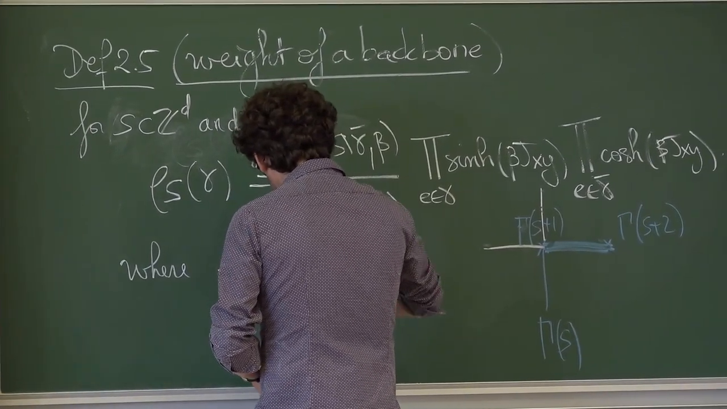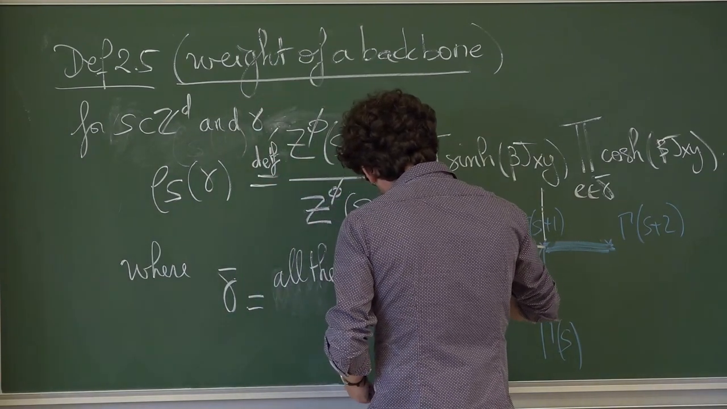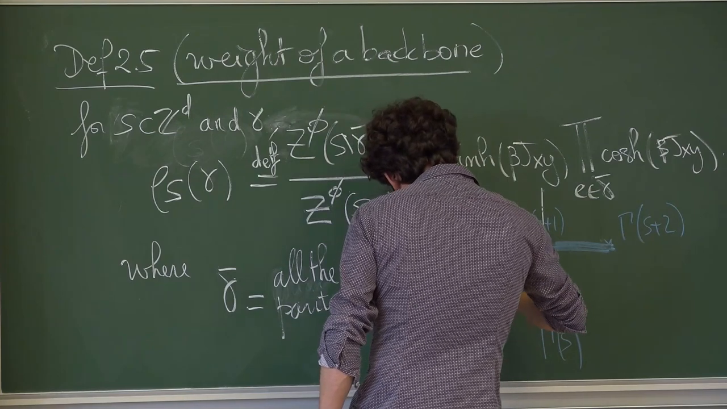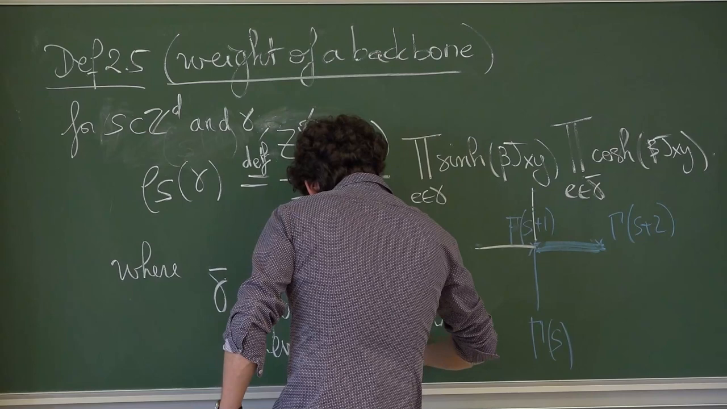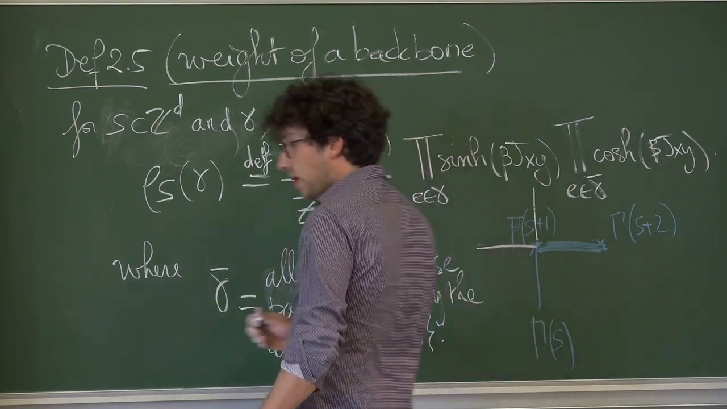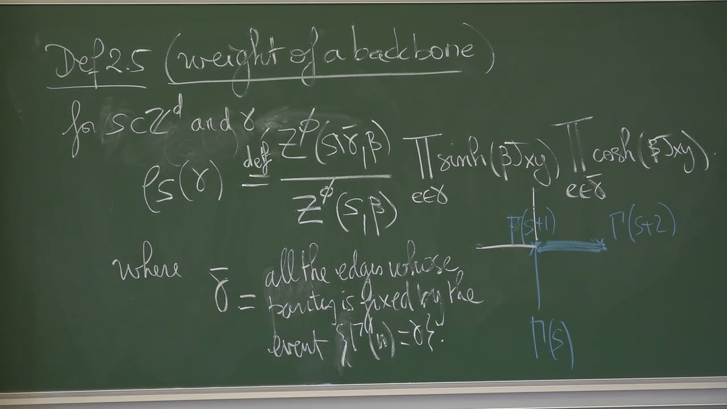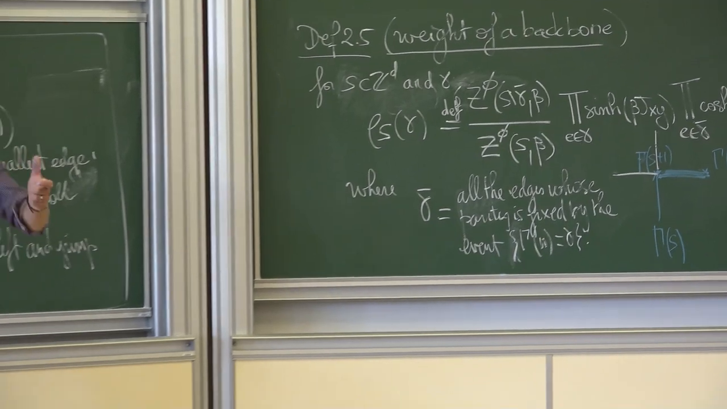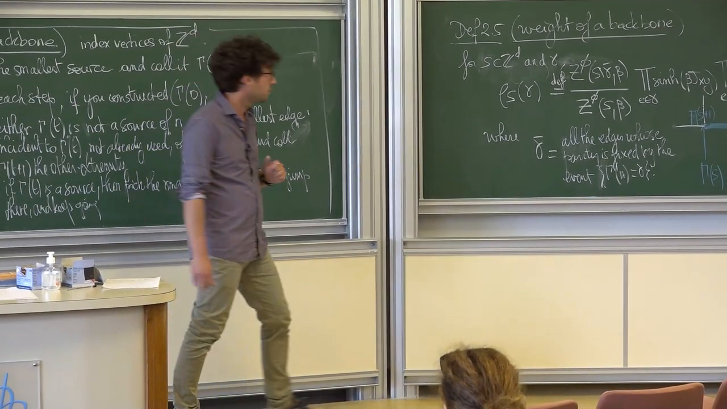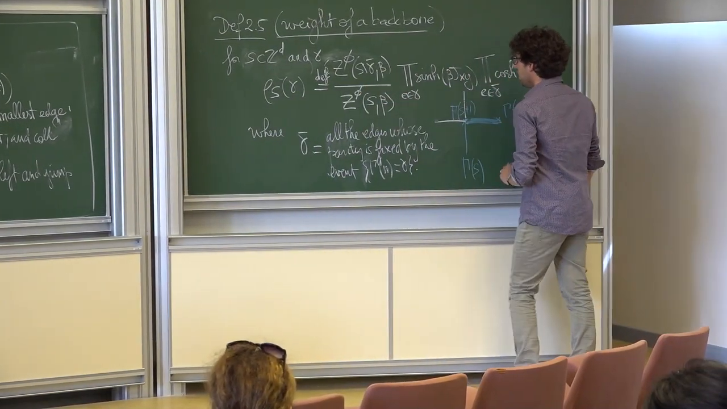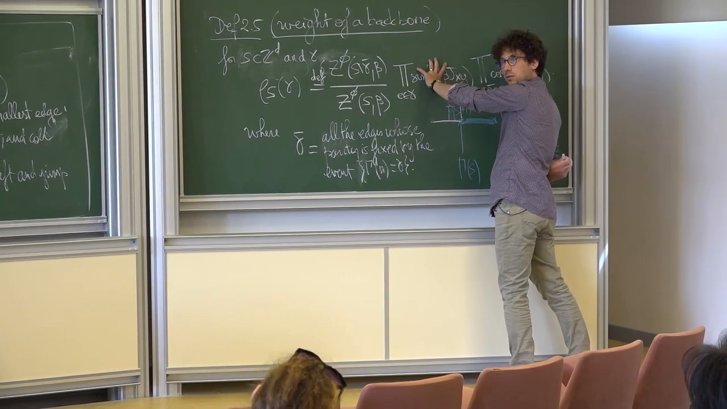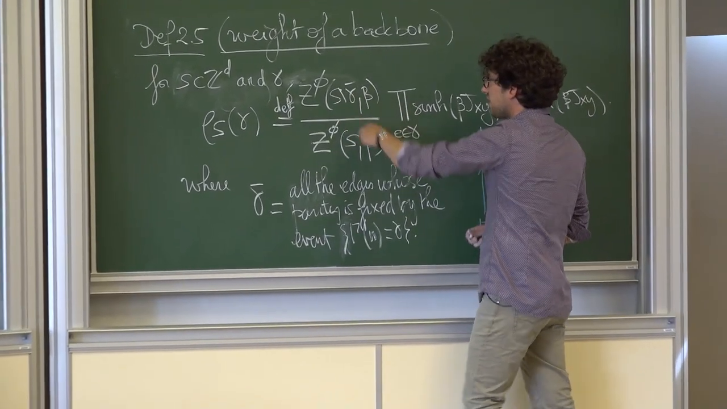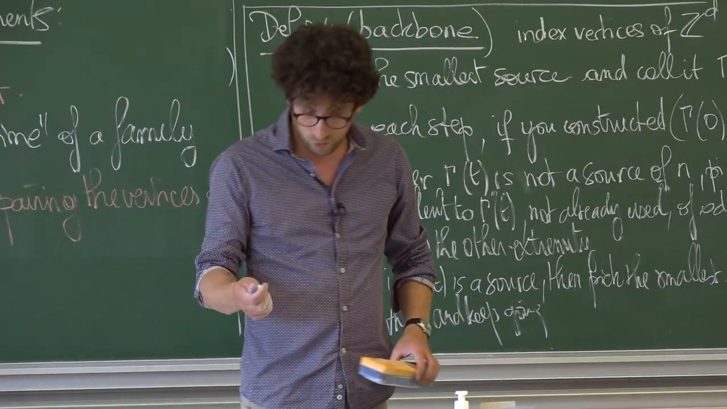I mean, it's all the edges whose parity is fixed by the event gamma of n equal gamma. So when I'm telling you the backbone of your current is equal to gamma, here I'm forcing the parity of a certain number of edges, clearly the edges on gamma, but also some edges outside that must be even. And now you kind of understand what this weight is saying. It's saying the edges on gamma should be odd. The edges on the other guys that are fixed should be even.